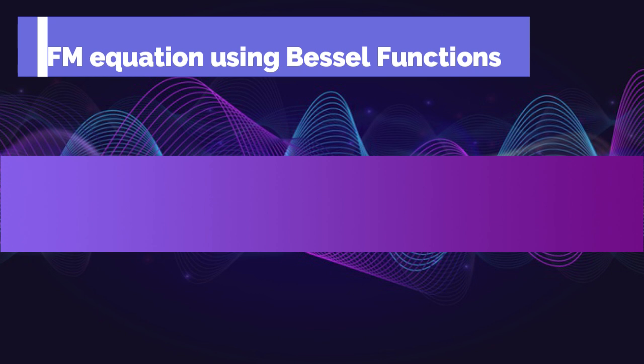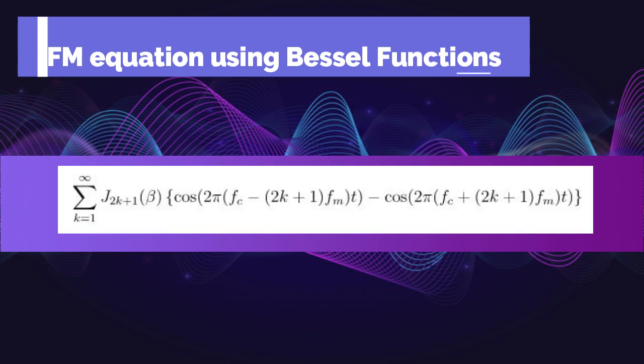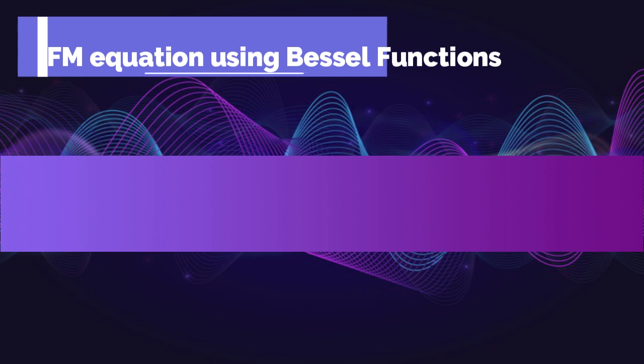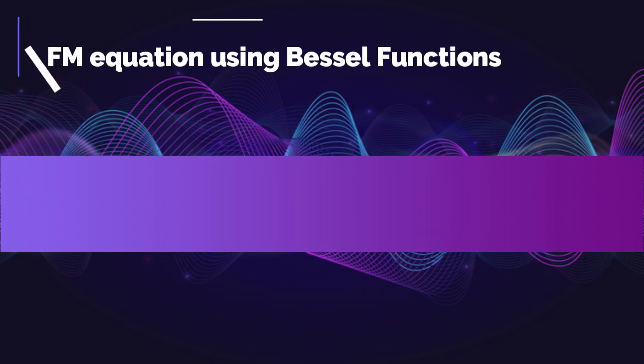Now, we do the same with the second half of the cosine sum. We expand this equation, which simplifies to this equation, where again the sum is over all odd integers. Combining the two halves gives us our result.